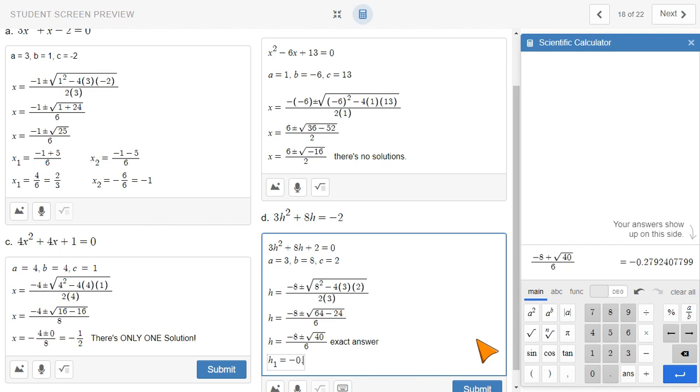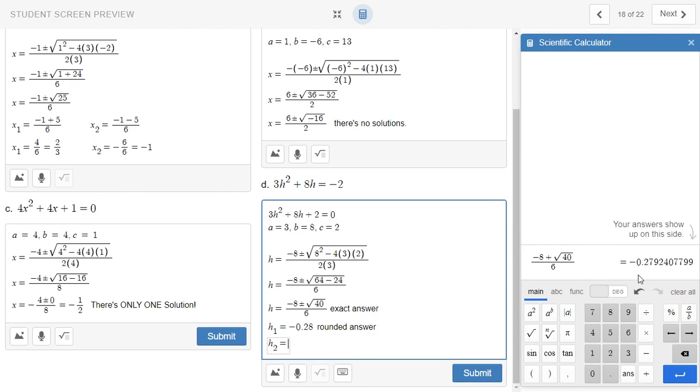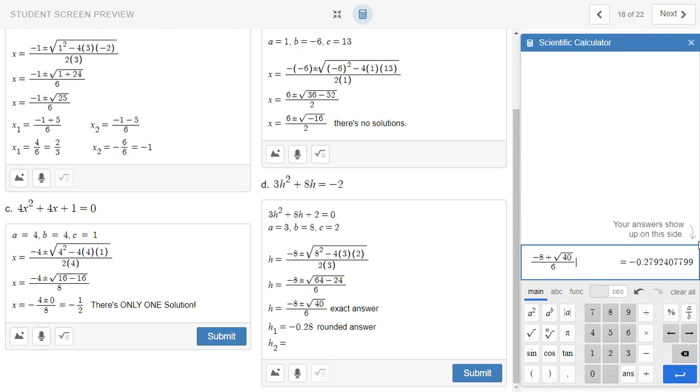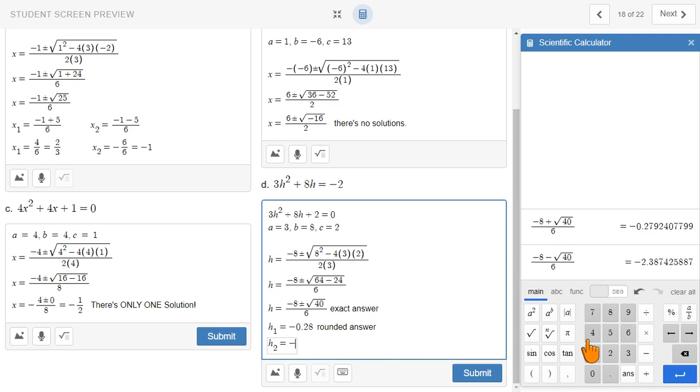Negative 0.28. We're going to call this our rounded answer. A second rounded answer will be the second half of the equation. So if I had negative 8 minus the square root of 40, divided by 6, negative 2.39. This is our second rounded answer.